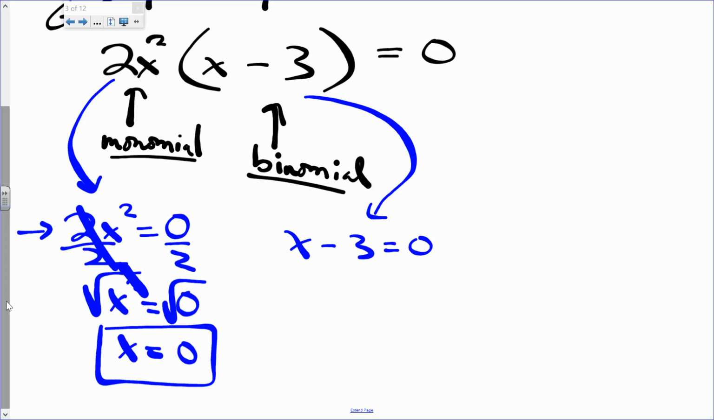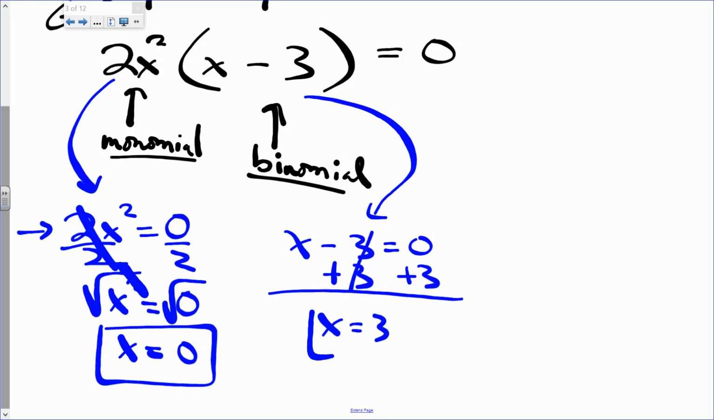And over here, the second solution is going to be x plus 3 equals 0. So I'm going to add a 3 to both sides. Notice, so I have x equals 3. So this cubic equation, this cubic function has two solutions, x equals 0 and x equals 3.